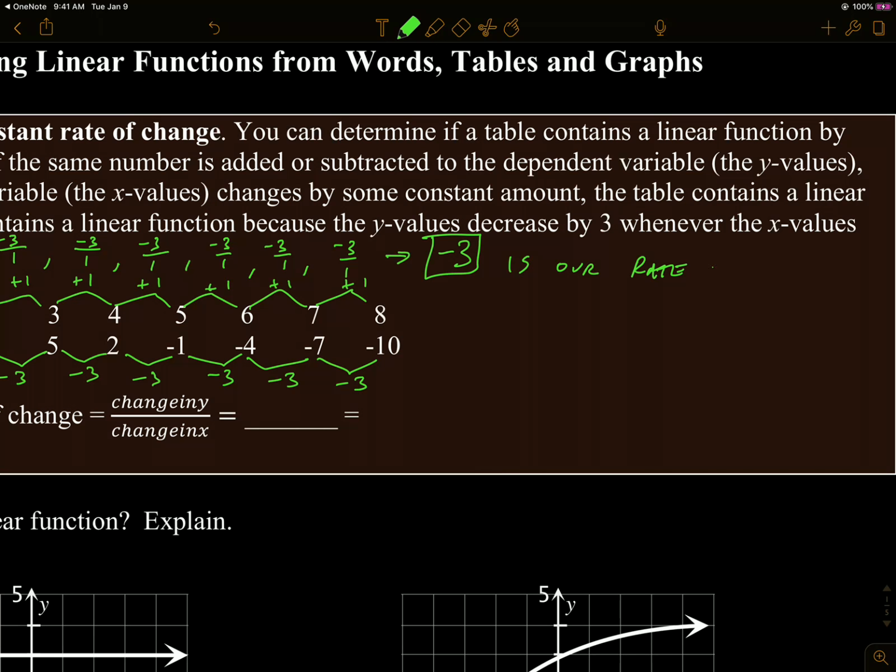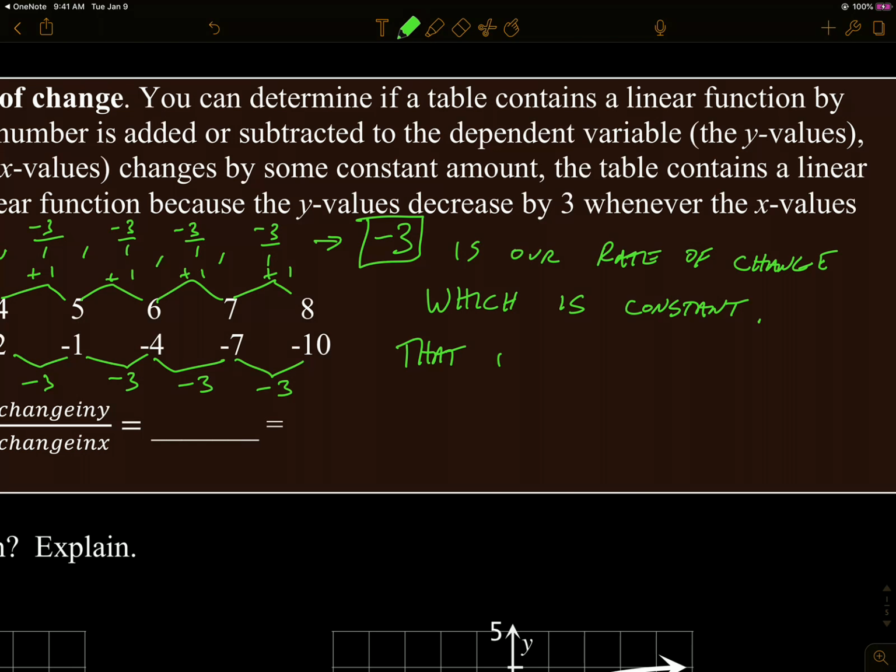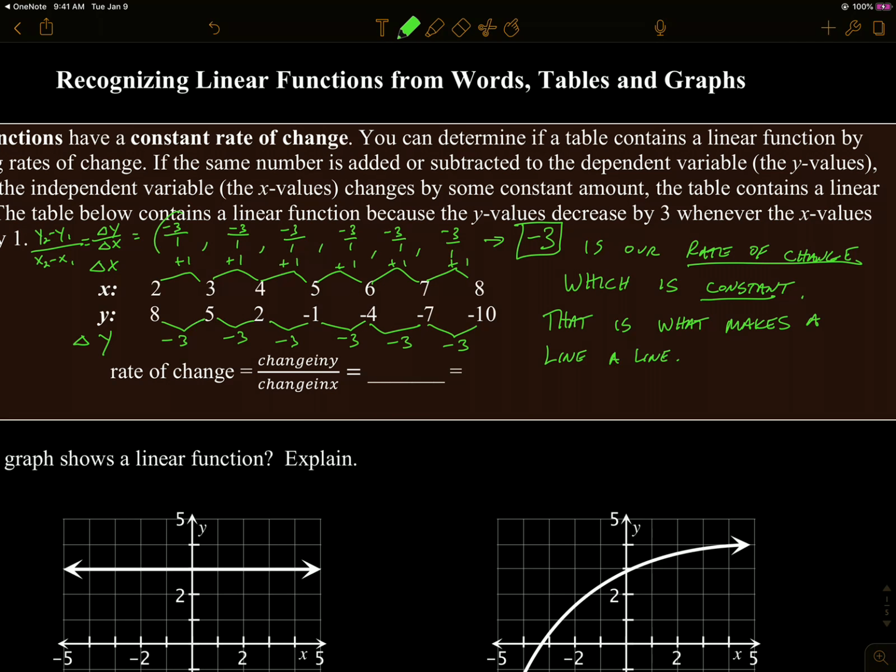And since it happens every step, we're going to say it is a constant rate of change. And that is what makes a line a line. Constant rate of change. If it ever changes in one of these steps, like if it were -3, -3, -3, and then this was a -4, then it would no longer be linear.